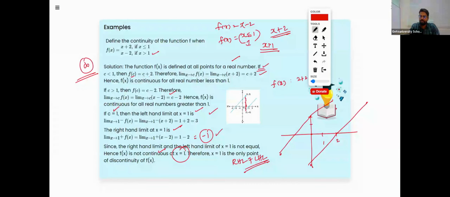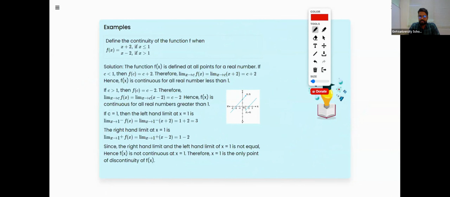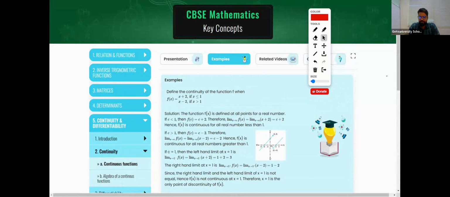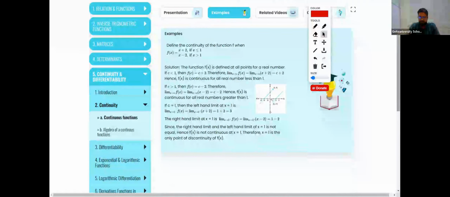Okay, so we are just understanding the continuity. The curve is continuous after 1 and before 1, but at 1 it is discontinuous. Okay, yes. Let's go to the next example. Let's solve some questions related to this concept.